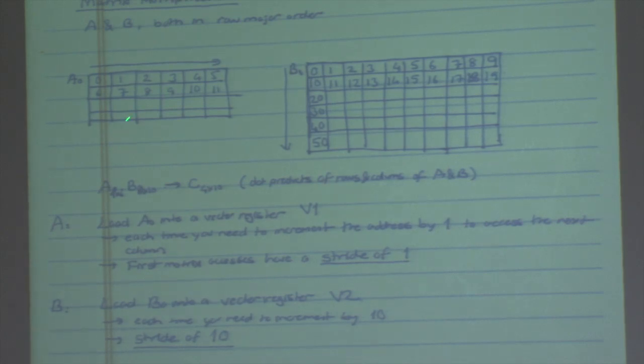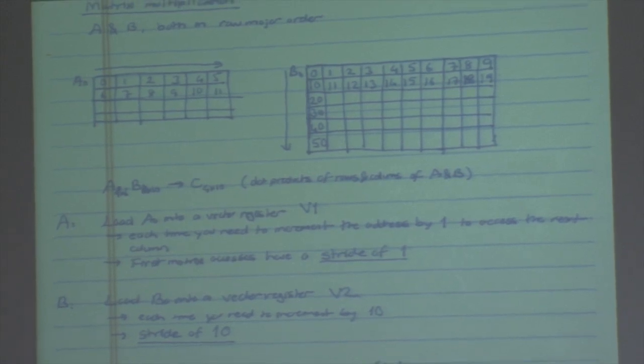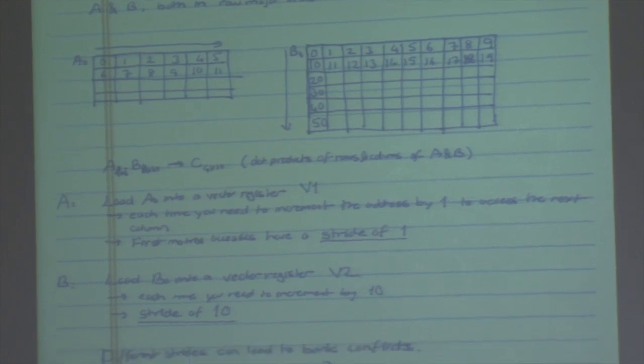So this is an example. I'm not going to redraw this, but this is similar to what I've shown you earlier. Let's look at matrix multiplication. You have two matrices, A and B. They're both in row major order, which means that consecutive elements in a row are laid out consecutively in memory. And they start from this base, which is A0 and B0. And we're going to multiply them. A is a 4 by 6 matrix. B is a 6 by 10 matrix. So the result is a 4 by 10 matrix, right?